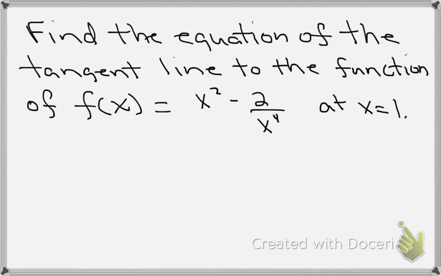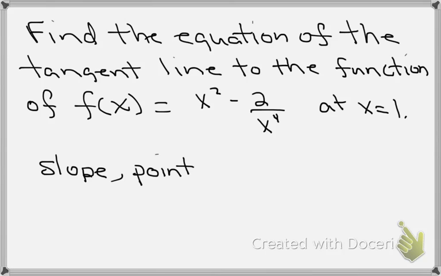Okay, in this problem we're asked to find the equation of the tangent line to the function f of x equals x squared minus 2 over x to the fourth at the point x equals 1. So the first thing we have to remember is that finding the equation of the tangent line requires that we find a slope and that we have a point. These are the two things you need to find the equation of any line.